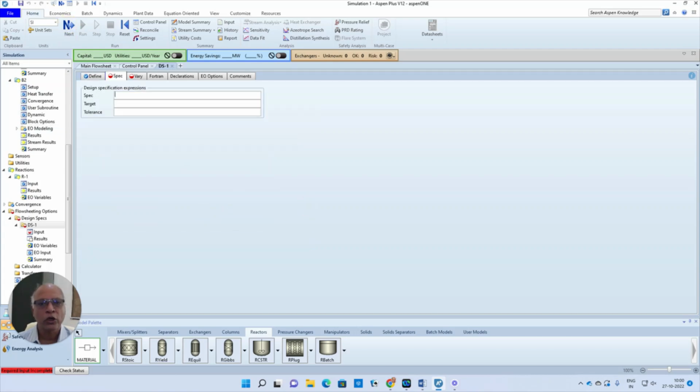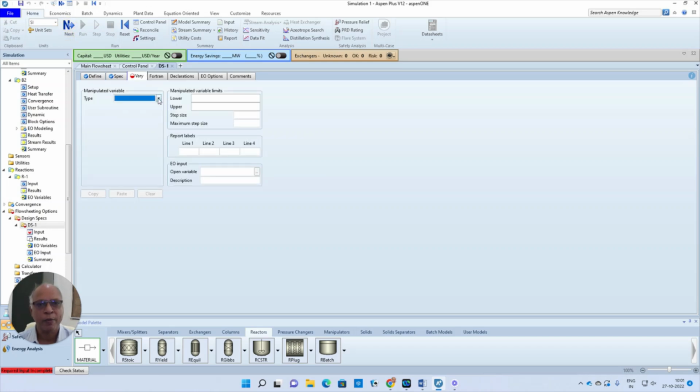Now, what should be the spec? Remember, we are indirectly measuring the conversion through the flow rate, which should be equal to 0.1, and the tolerance is 0.001. So how will you be able to achieve this conversion? Remember, by assuming the volume of both the reactors as 1 cubic meter each, we were able to get a conversion of 58%. So we need to increase the volume of the reactors.